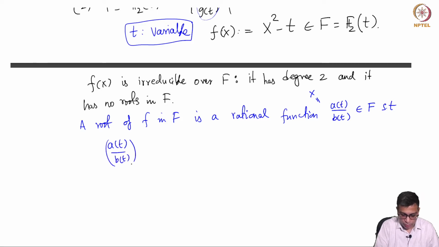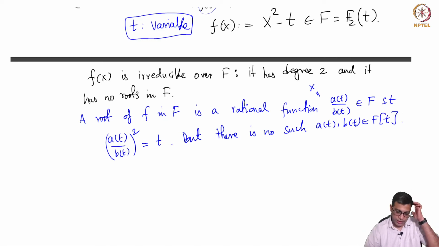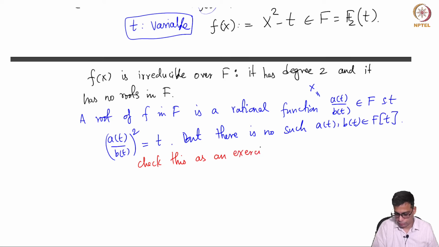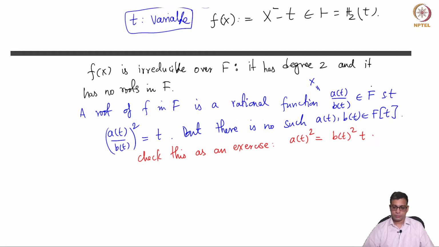(a(t)/b(t)) whole square is equal to t, but there is no such a(t), b(t) in the polynomial ring. This is something you can check as an exercise, because just consider the degree of such an expression. If there is such a thing, what you will have is a(t) square equals b(t) square times t. So you can't have two polynomials a(t), b(t) which have this property. So this is not possible.